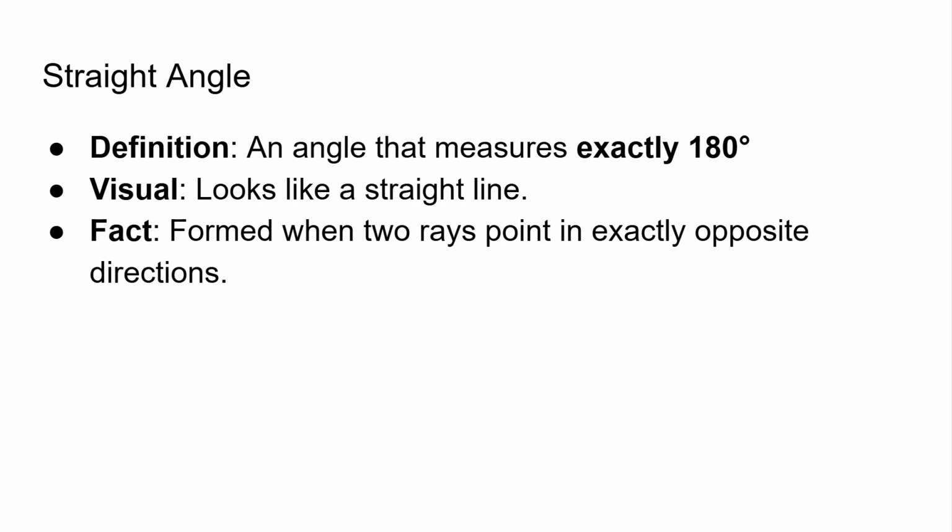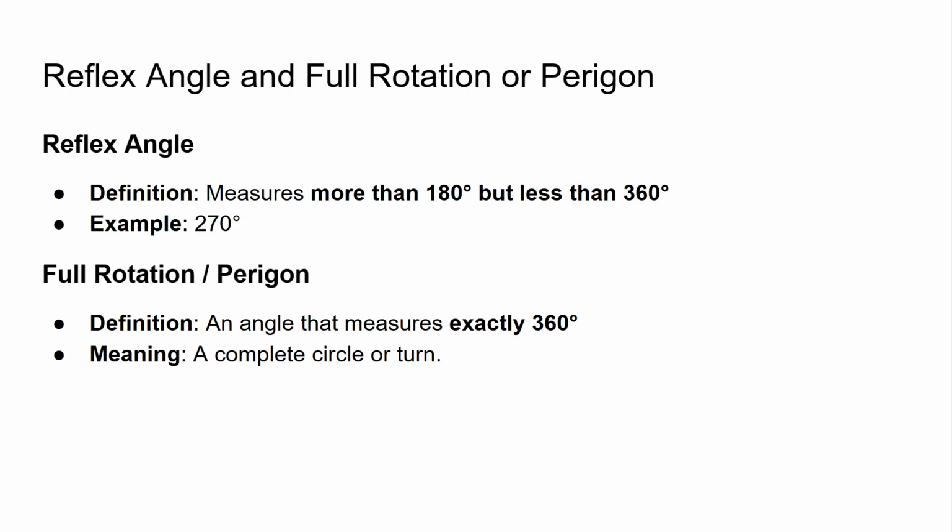A straight line, or rather a straight angle, by definition, is an angle that measures exactly 180 degrees. It looks like a straight line visually, and it forms when two rays point in exactly opposing directions. A straight angle is formed when two rays point in exactly opposite directions.